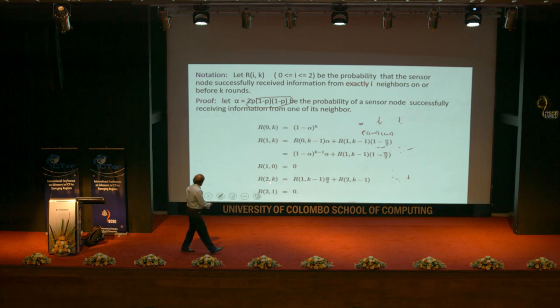So basically, this is the recurrence relation. What this says is, hey, after K steps, I want to get both my neighbors to talk to me. That's the same as one guy talks to me up to K minus 1 steps, and at the Kth step, the last guy talks to me, that's alpha over 2, yeah? Or both the guys have talked to me up to K minus 1 steps, yes?